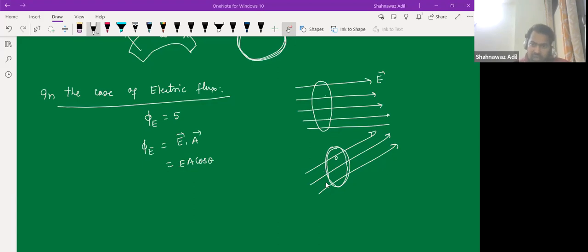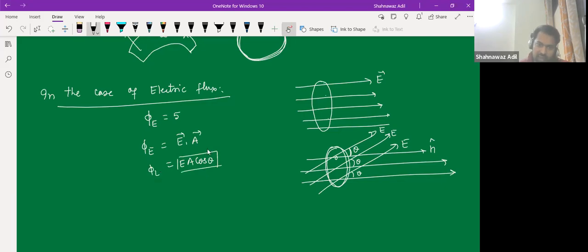So this is the plane, and the electric field lines are passing like this. So we'll have to take the electric field lines which are passing normally, right? Then we have to take this angle theta, and take the projection of this electric field along this area vector, which is n. So that will give you E cos theta into this area. So that would give you E cos theta. So that is what this electric flux is. But this is for the plane surface.